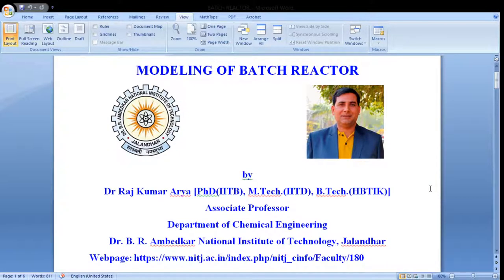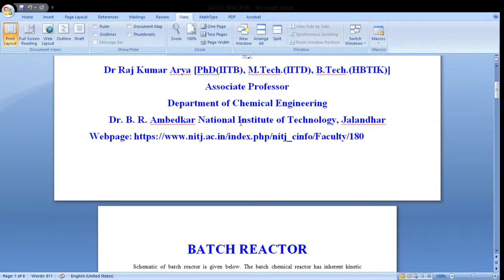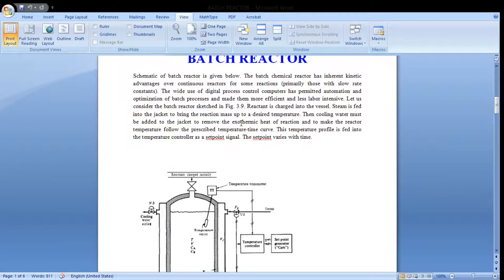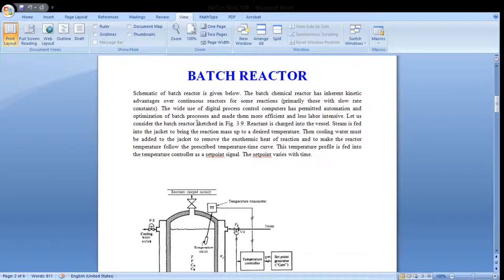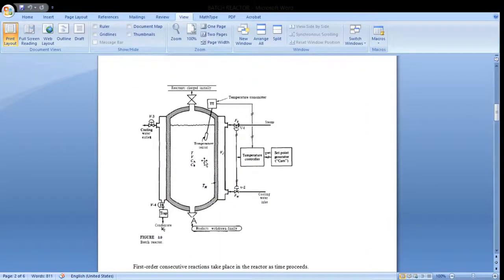Today I am going to explain the modeling of a batch reactor. A batch reactor is very commonly used in the pharmaceutical industry, where multiple drugs are formulated in the same reactor depending on the needs and time. In a batch reactor, you charge the feed in the beginning.